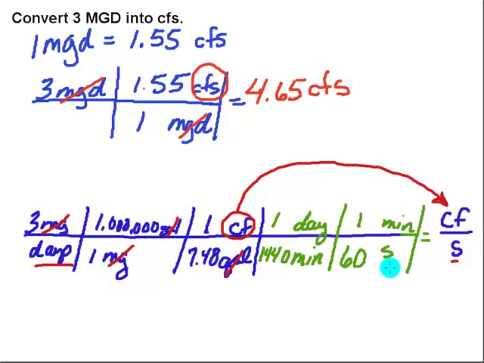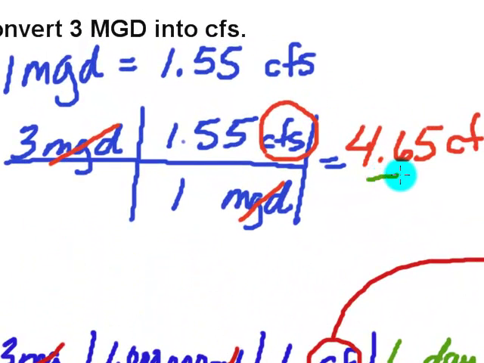So I'm going to put this in the calculator, and it's going to be 3 times 1 million, 1, 2, 3, 4, 5, 6 zeros, and divide by 7.48, divide again by 1440, and divide by 60, and I end up with 4.642, which is a little tiny bit different than the number that I got up here the first time, and this little difference is because of some rounding that happened with this 1.55 conversion factor.